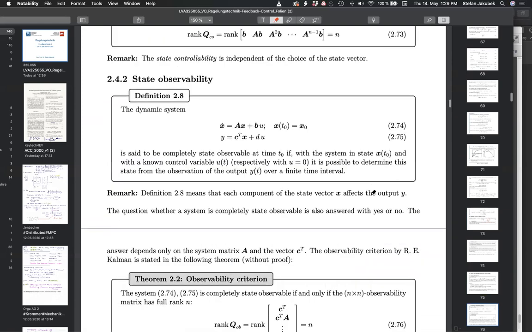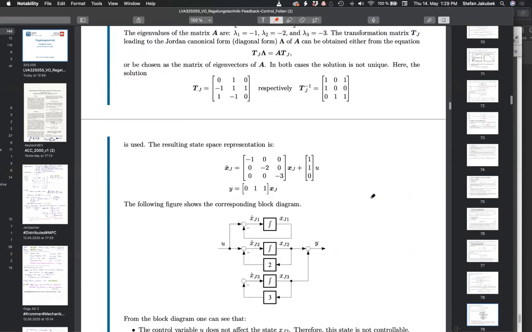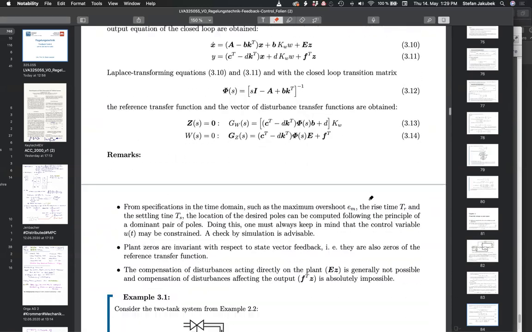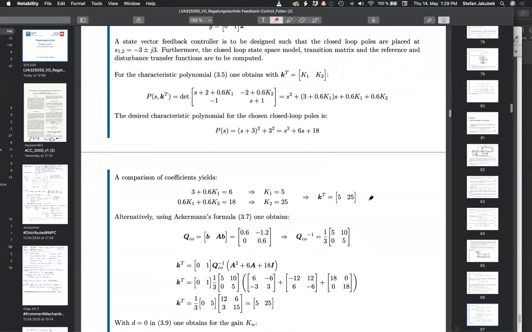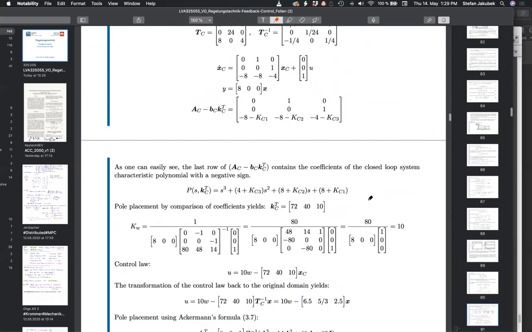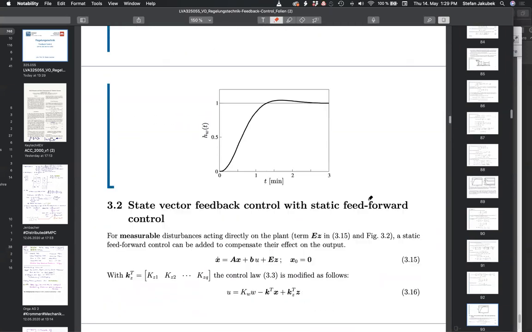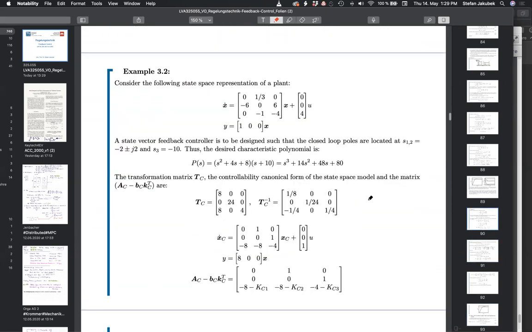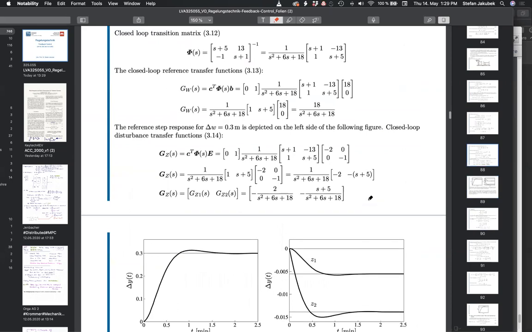And let me go to the Ackermann formula. Hopefully I'm finding it right now. Hang on for a second. It's too fast right now. Just skipped it.